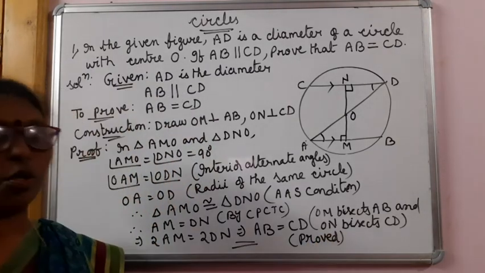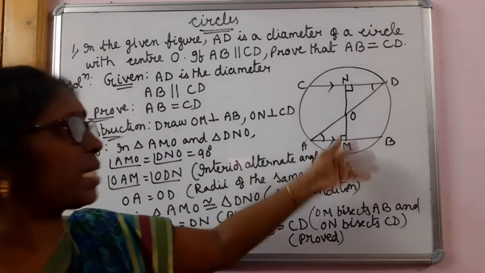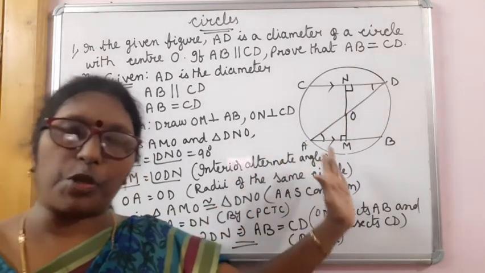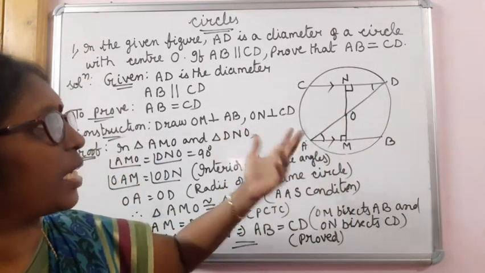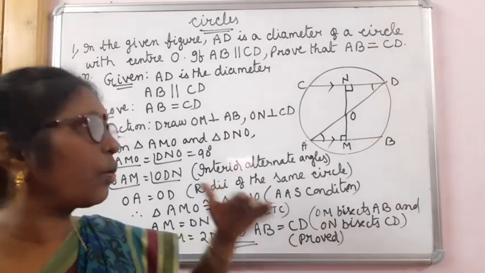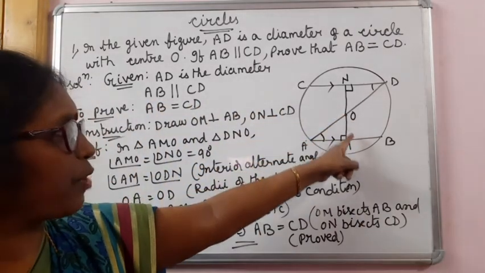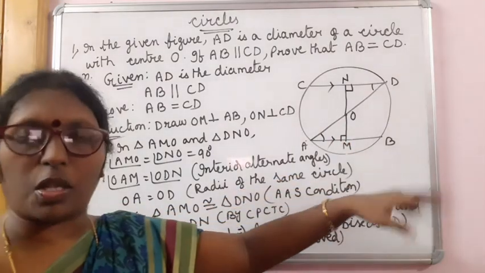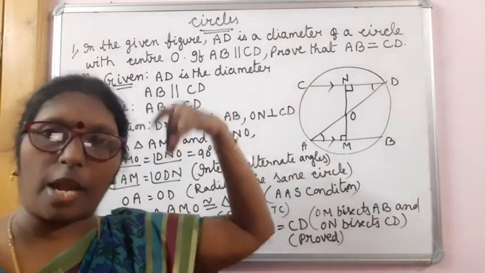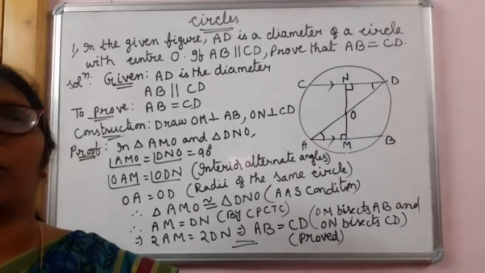Just an interesting question. Here, the trick is only the construction. If you don't do the construction, it will be very difficult, you won't understand. So, these theorems, the theorem that the perpendicular drawn from the center to the chord bisects the chord. Unless you are able to apply that, you won't be able to do this.